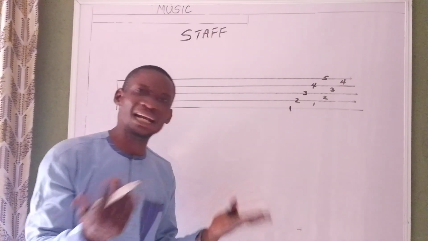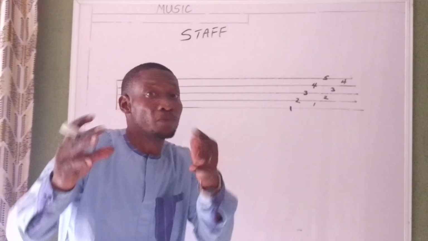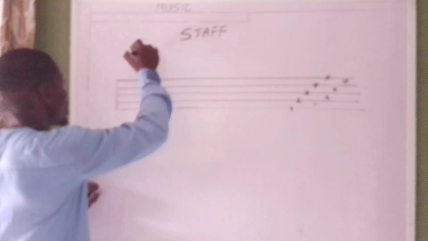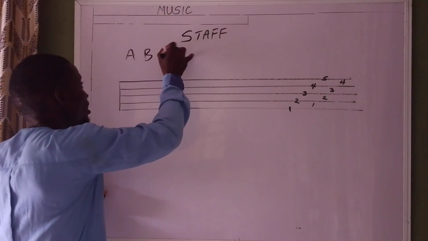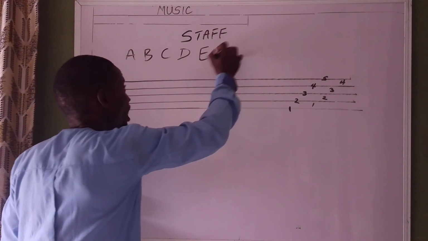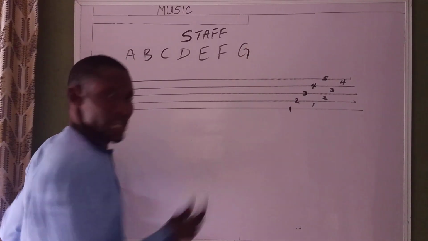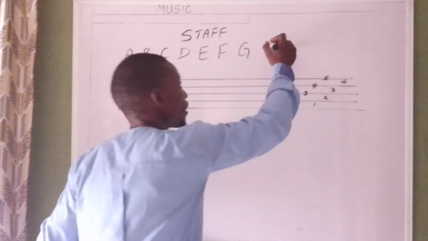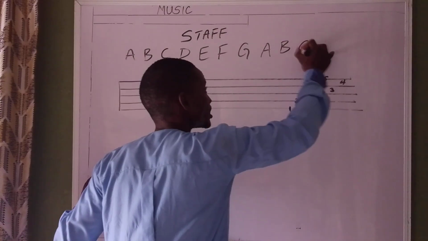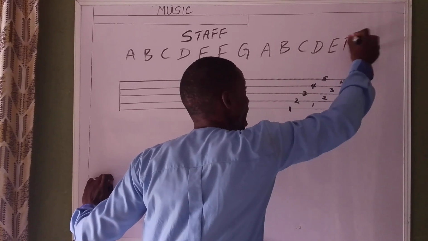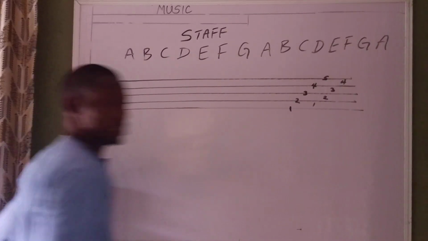But what are the letters used? We use the first 7 letters from the 26 letters. Which are the first 7 letters? You have letter A, letter B, C, D, E, F, and G. When it gets to G, it goes back to A. That is, you start over again. A, B, C, D, E, F, G. It goes in rounds like that.